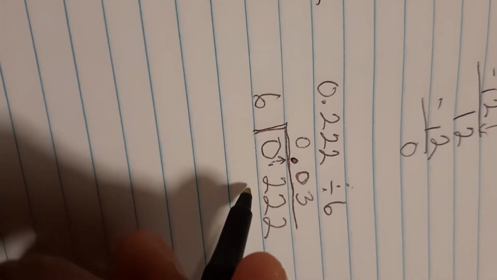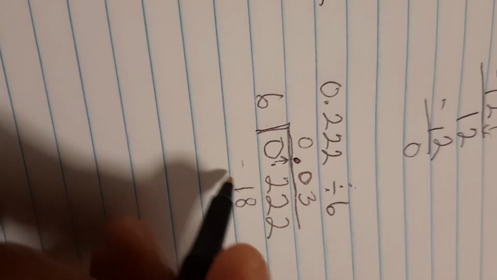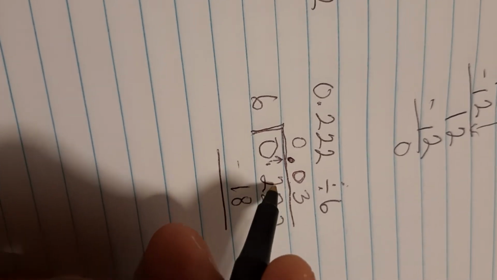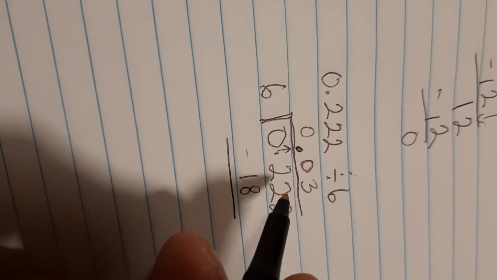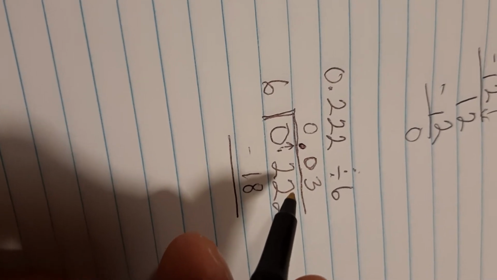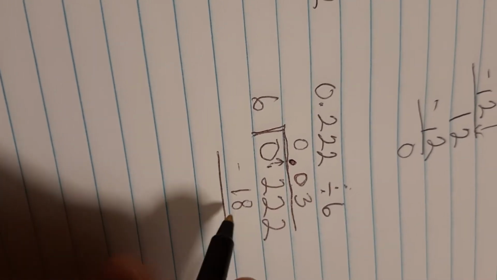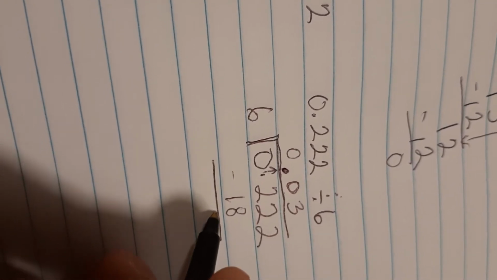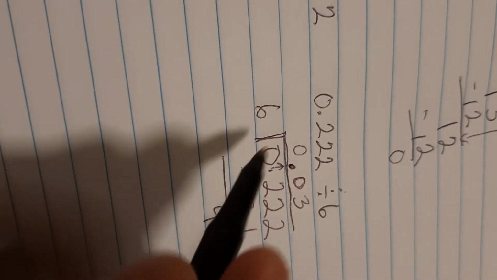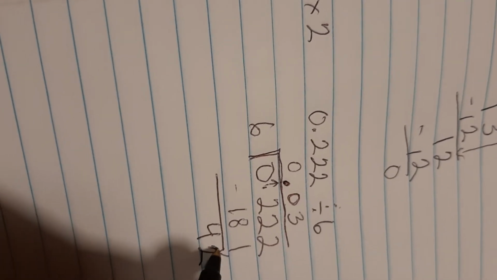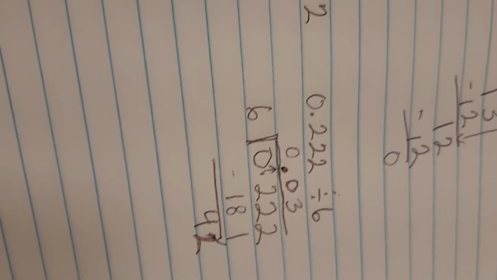6 times 3 is 18. Do my subtraction, right? So 18, 19, 20, 21, 22. So 4 times. So 22 minus 18 is 4. I'm going to bring down my 2. So 6 times something is going to equal 42, right?